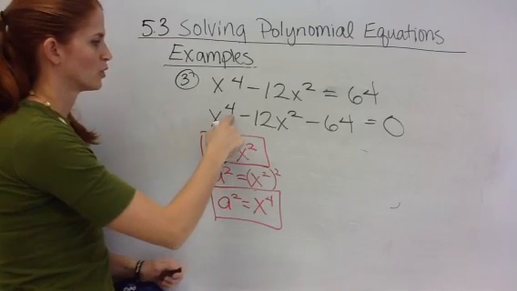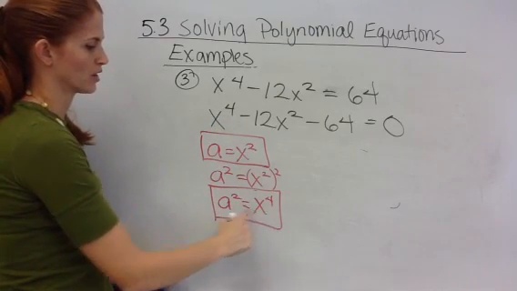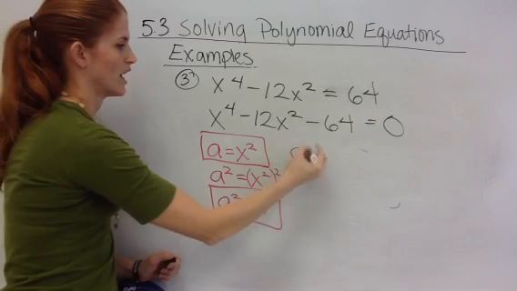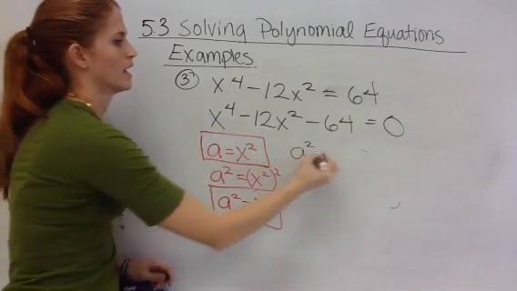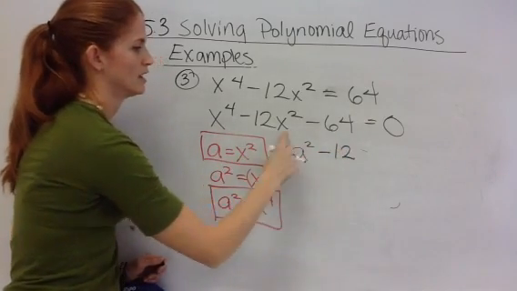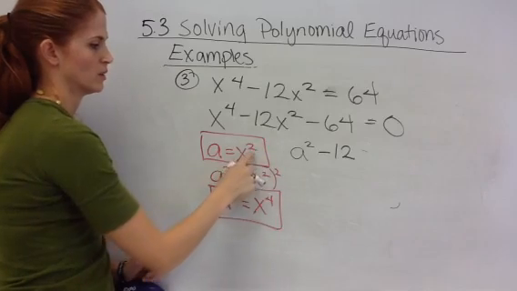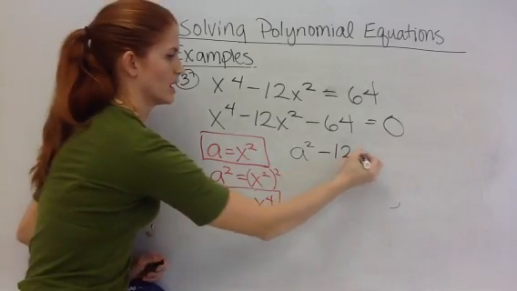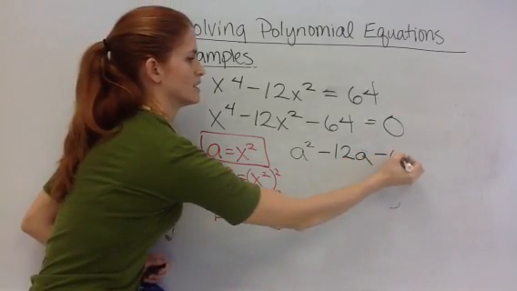So I see x to the 4th. I can replace x to the 4th with a squared. So I have a squared right here. Then I'm going to subtract 12, and I have x squared, which I know equals a. So I'm going to put an a right there, minus 64.